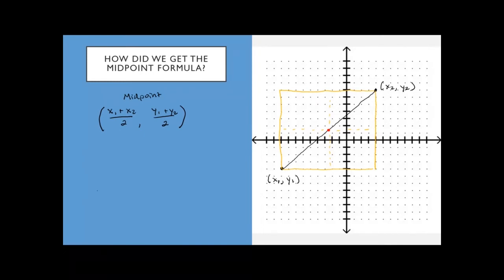The way this other way looks at it is that you've got this line segment, and that's your distance.